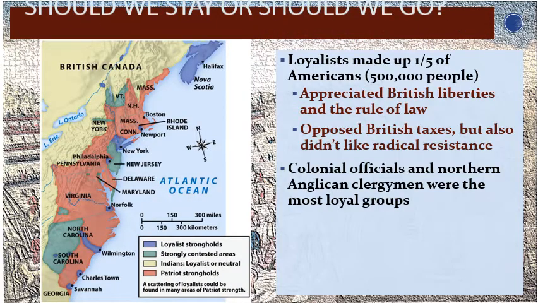You can see from this map here, most of the loyalists are going to tend to be coastal peoples in the big cities like Philly, New York, Norfolk, Wilmington, Charlestown. You don't see loyalists very much on the interior for the most part.